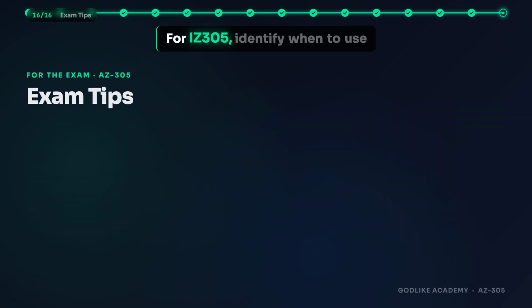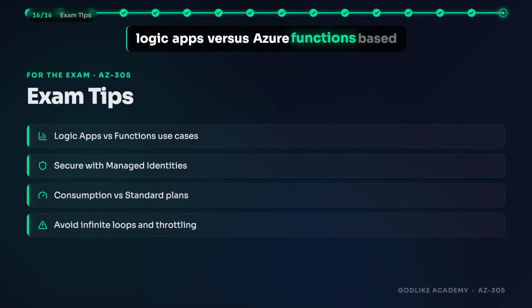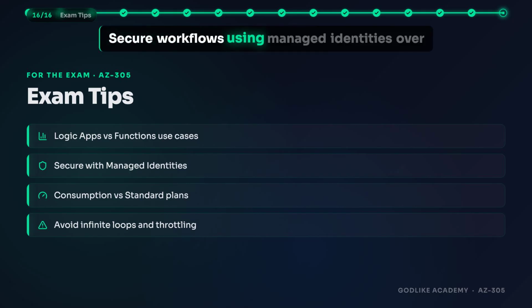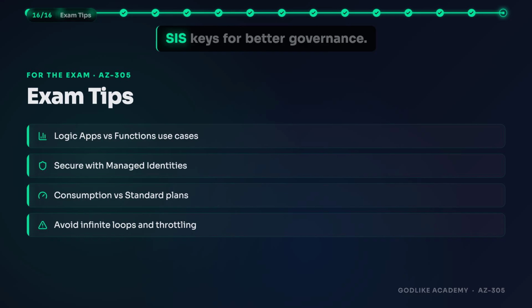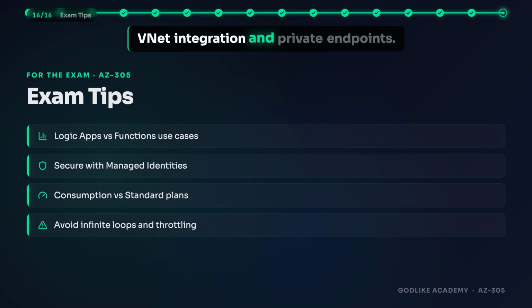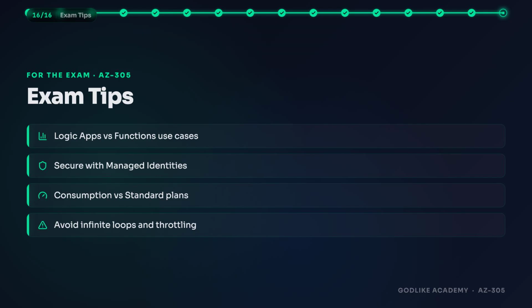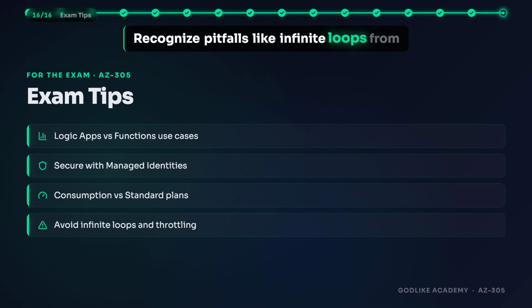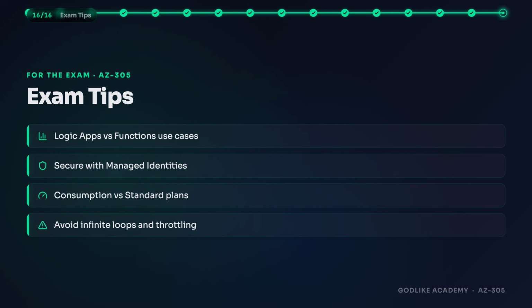For AZ-305, identify when to use Logic Apps versus Azure Functions based on orchestration needs. Secure workflows using managed identities over SAS keys for better governance. Understand consumption versus standard plans regarding VNet integration and private endpoints. Recognize pitfalls like infinite loops from recursive triggers and throttling limits per subscription.